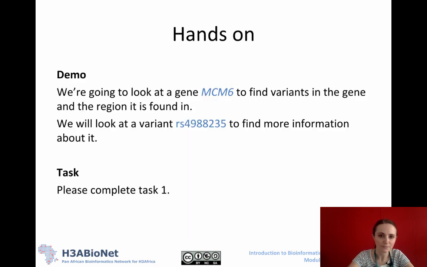It can happen. So we're going to have a look at a gene, and we're going to look at MCM6. We're going to find variants in the gene and in the region it's found on, and then we're going to look at an individual variant, rs4988235, and we're going to find out more information about it. And after that, there's a task for you to complete.